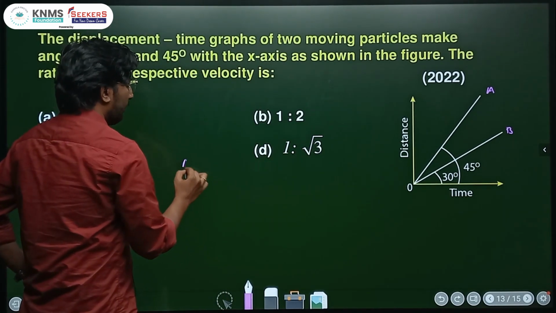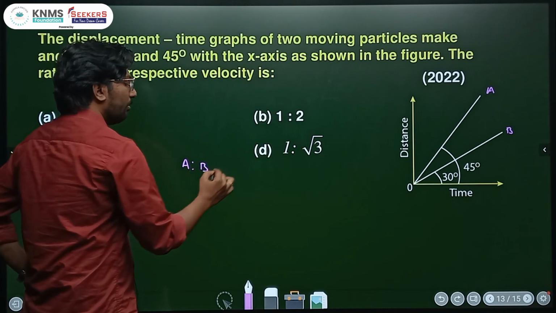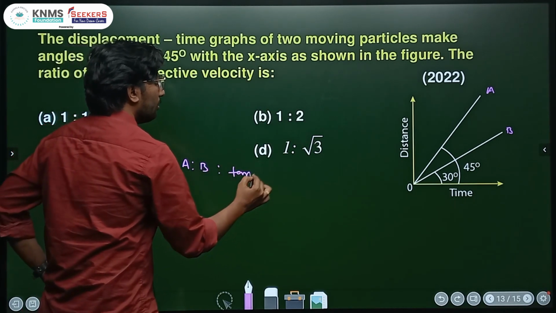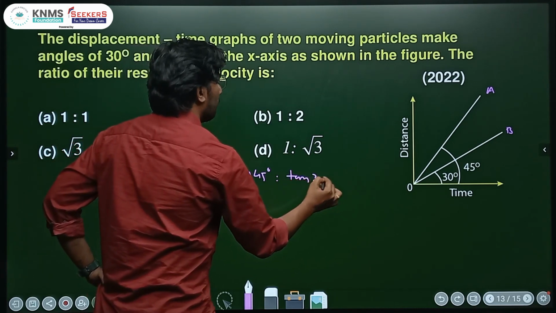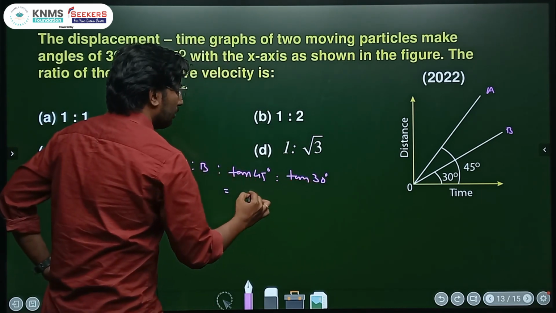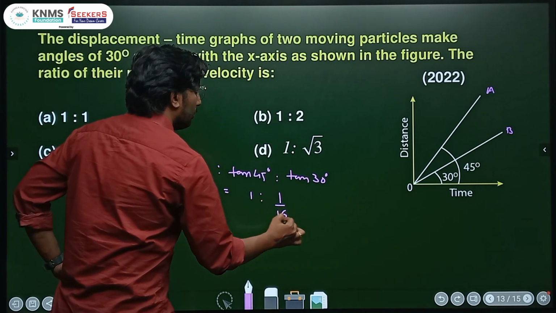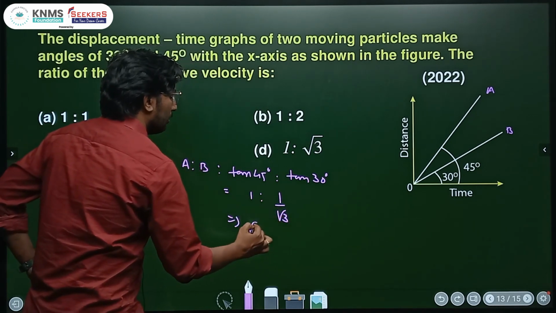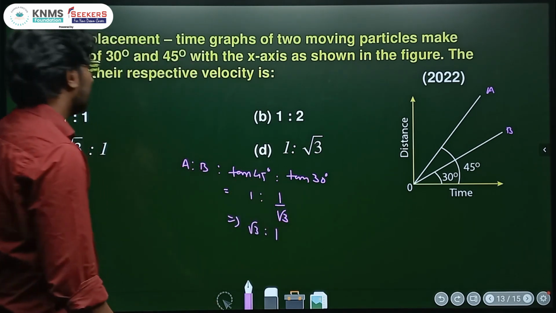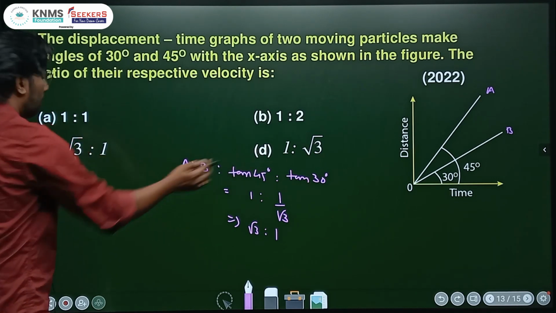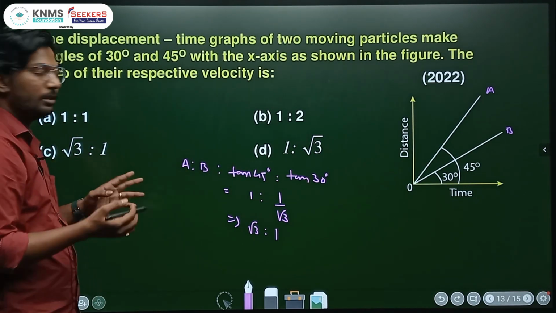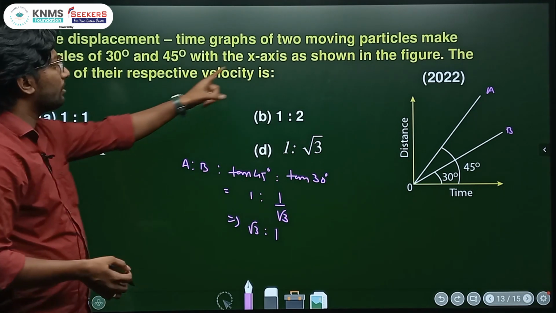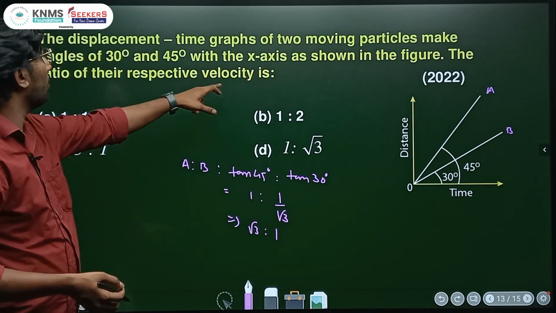So with respect to A and B, A is to B, it is just tan 45 is to tan 30, which will be 1 is to 1 by root 3, or you can write it as root 3 is to 1. So please be sure about these options. Option C and option D both are in the ratios of 1 is to root 3 and root 3 is to 1. So just make sure what they are asking, the ratio of their velocities.